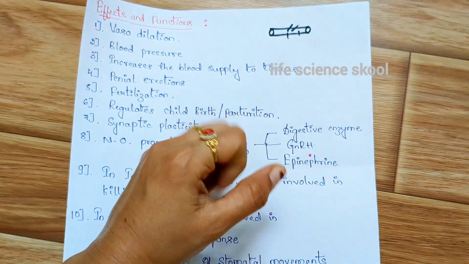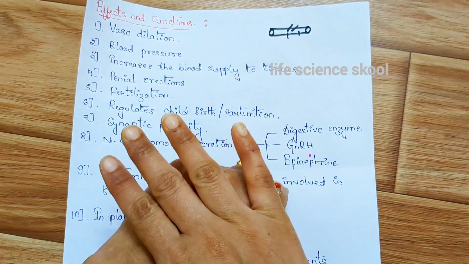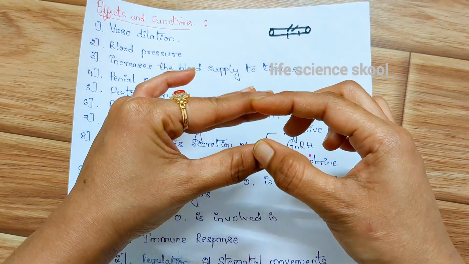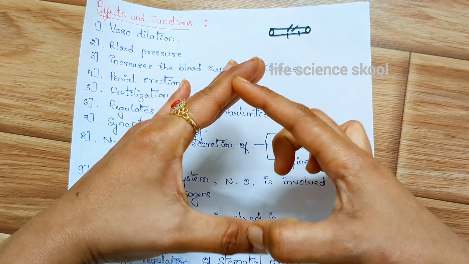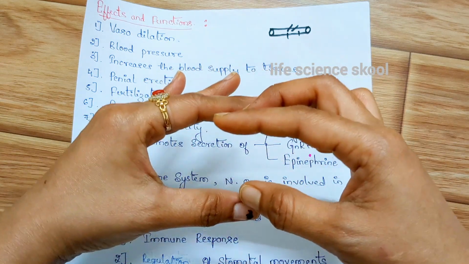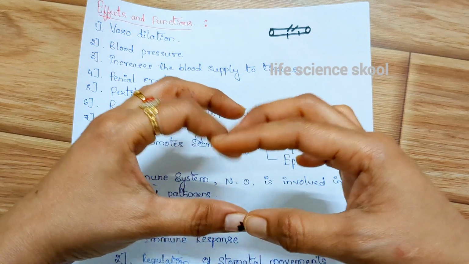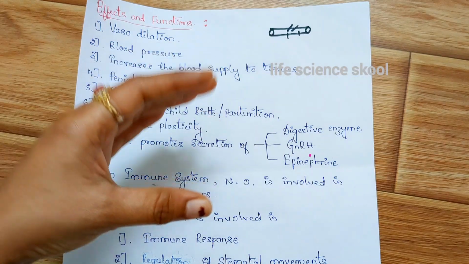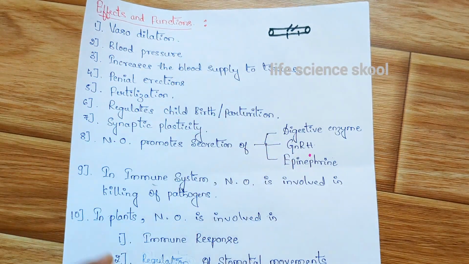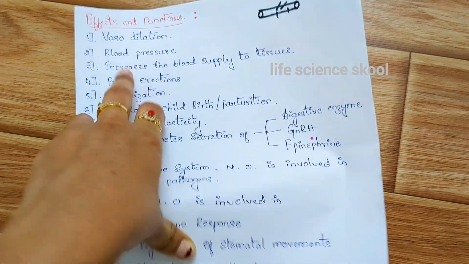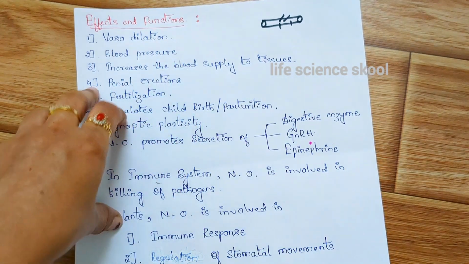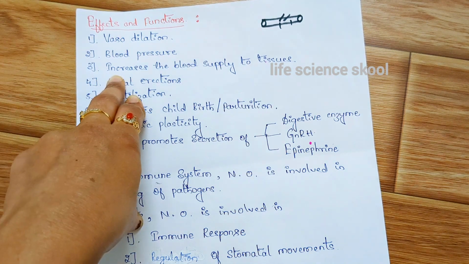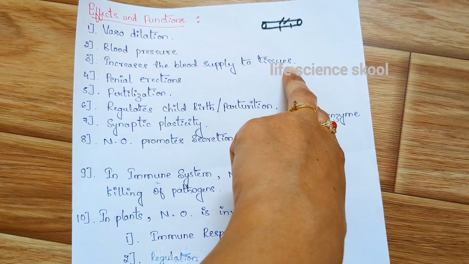When contraction is inhibited, then obviously that helps in dilation. The consequent smooth muscle relaxation increases the diameter of the blood vessels. That's how nitric oxide promotes vasodilation. Moving on to the next one, blood pressure. It regulates the blood pressure, and it increases the blood supply to the tissues.